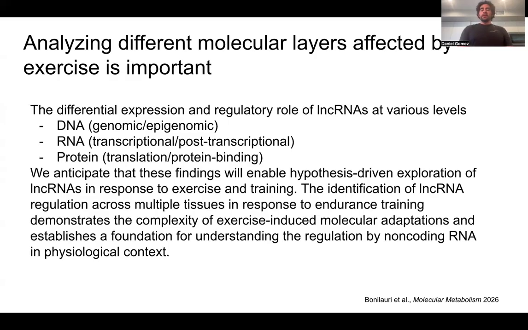The identification of lincRNA regulation across multiple tissues in response to endurance training demonstrates the complexity of exercise-induced molecular adaptations, and establishes a foundation for understanding the regulation by non-coding RNA in a physiological context.